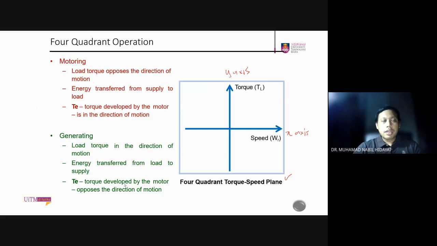For motoring, basically the load torque opposes the direction of the motion, and the energy is transferred from supply to the load. So the torque developed by the motor is in the direction of the motion. Whereas in generating, the load torque is in the direction of the motion, and the energy transferred is from the load to the supply. So the torque developed by the motor opposes the direction of motion. So in a 4-quadrant torque speed plane, you have forward motoring and reverse motoring, and for generating also you have forward generating and reverse generating.